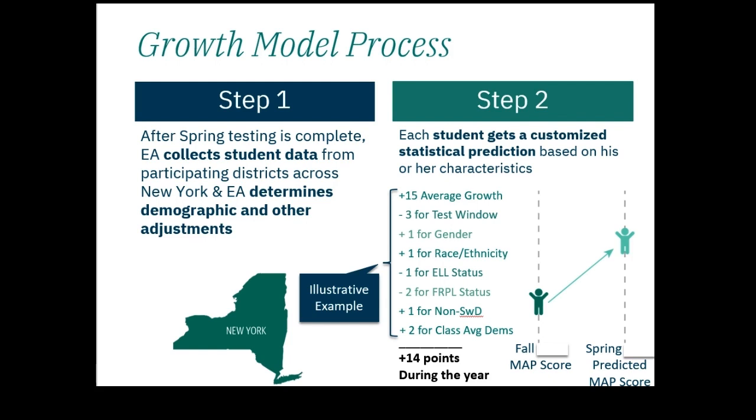But once we have those adjustments, each student gets a customized statistical prediction based on their characteristics. That can include all these factors that we have here on the screen. Some of those are student level factors about their academic history. Some are about characteristics that we receive from the SERS data about an individual student. Others are about the classroom average in which the student is learning alongside other students. We customize that prediction for each student. In this case, this student is predicted to grow their MAP scores 14 points during the year based on the growth of similar students from across our reference group.